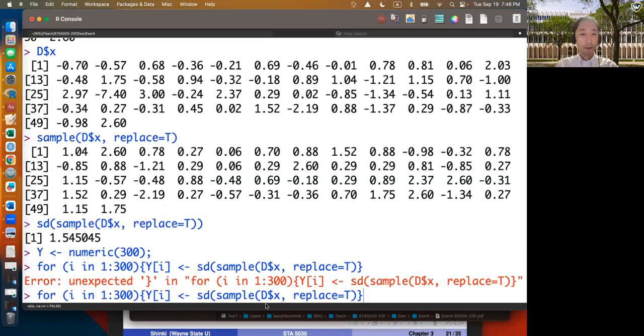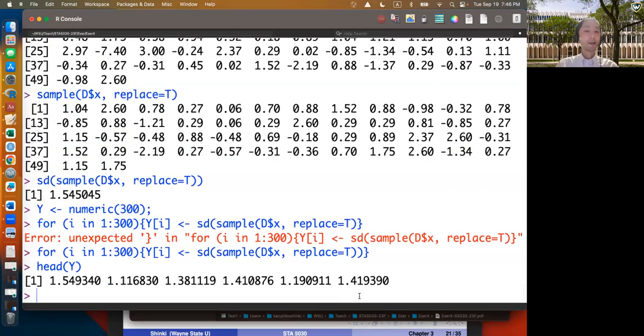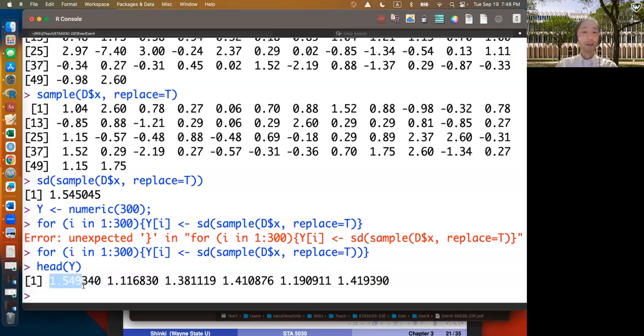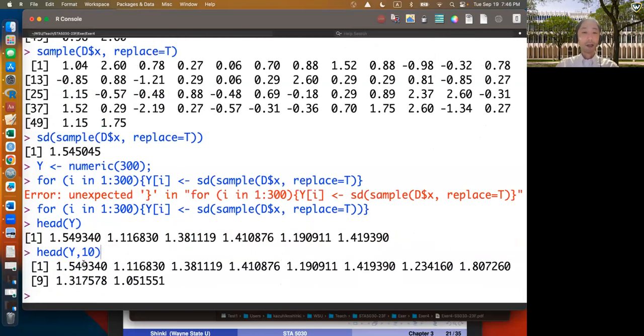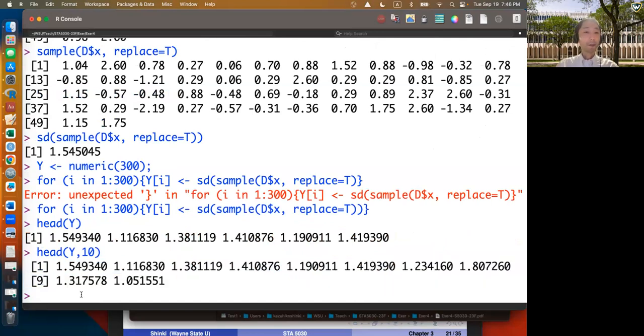Yeah, so we get some trouble. I think we have to close the parentheses once more. So this, then we get the y values, just let me see the first 6 values. So this is typically like 1.55, or maybe sometimes it's much smaller. Maybe we get, say, 10 observations. Yeah, so it's around 1.0 to 1.8.